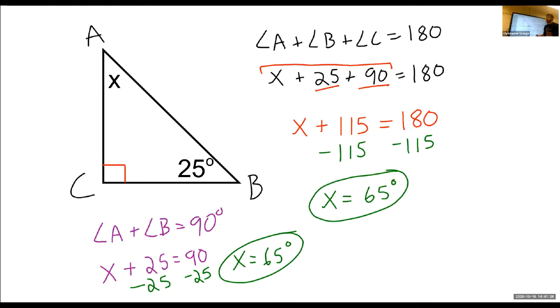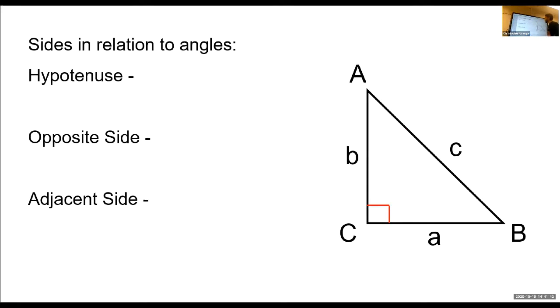Now, what if we're only given one side, or what if we're only given an angle and we need to find a side? There are other techniques that we're going to be exploring for the rest of this week. Before we can do that, we need to understand how to find sides in relation to angles. So that's what I'm going to explain here. There are three types of sides in a right triangle, depending on which angle we are referencing, what our reference angle is. The three sides are the hypotenuse, the opposite side, and the adjacent side. We will be using these three sides to look at different trigonometric ratios later on in the week.